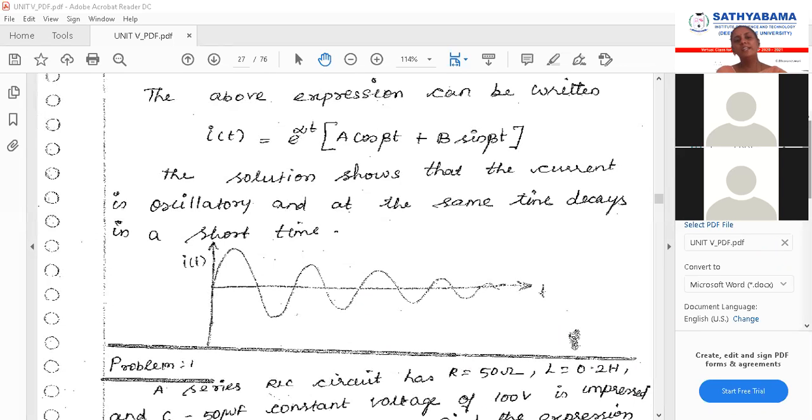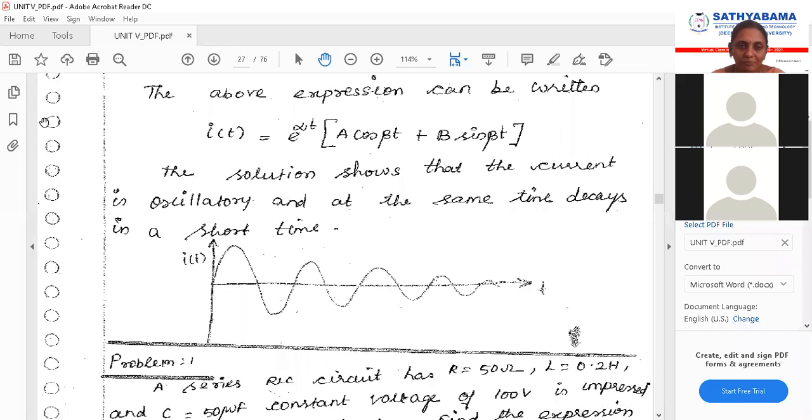Oscillatory means it will be oscillating between the positive and negative, and the oscillations die out in a short period of time. Okay, it will settle down at t is equal to 0.